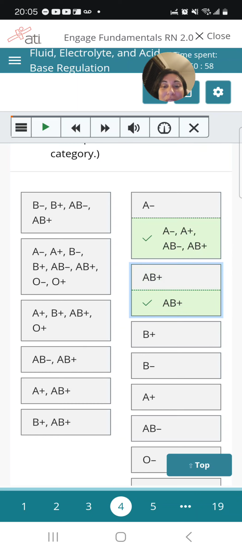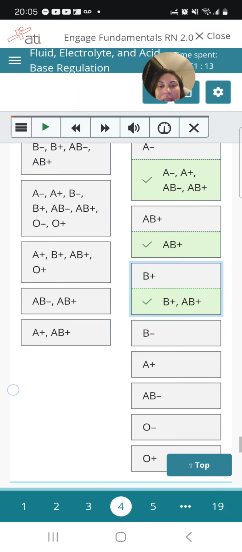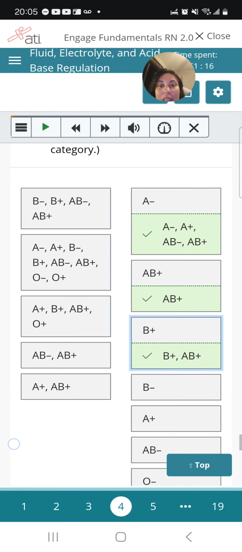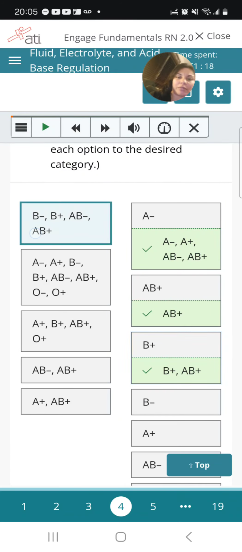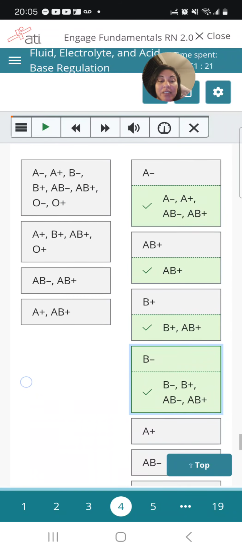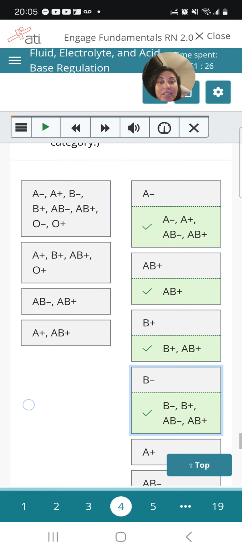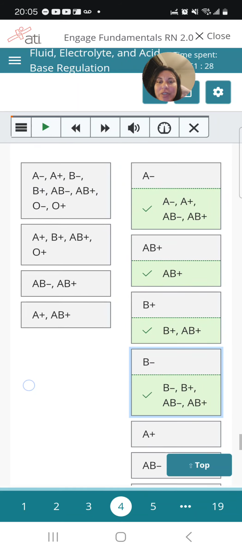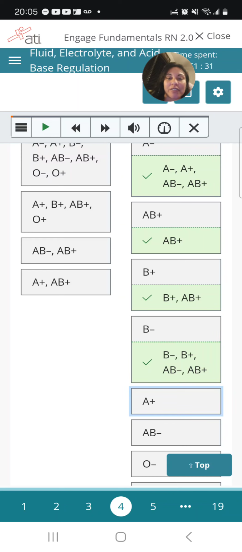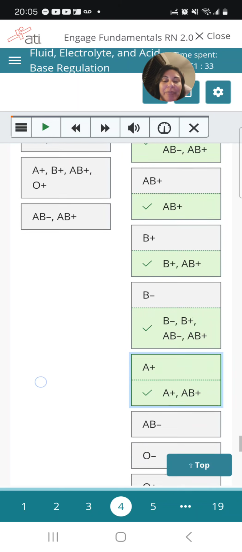Yeah. B positive can probably just give to B positive and AB positive. Yeah. B negative probably can give to B negative, B positive, AB negative, and AB positive. So A positive probably can just give to A positive, right? Oh, and AB positive. I think that's right, yeah.